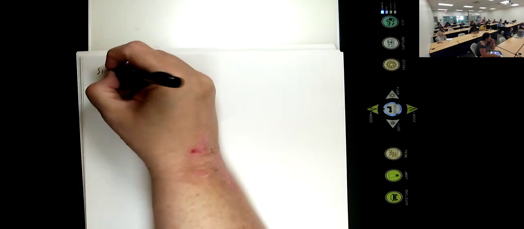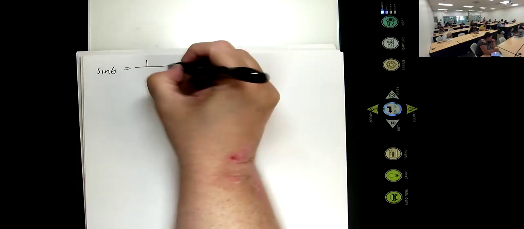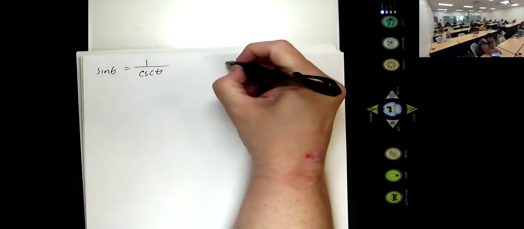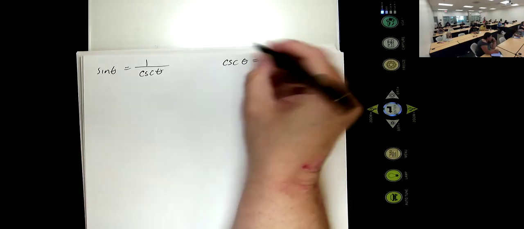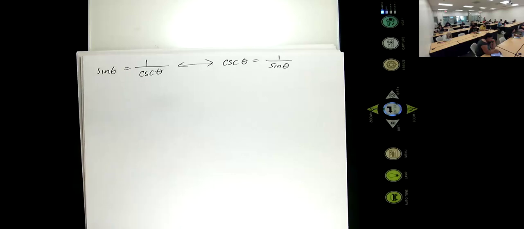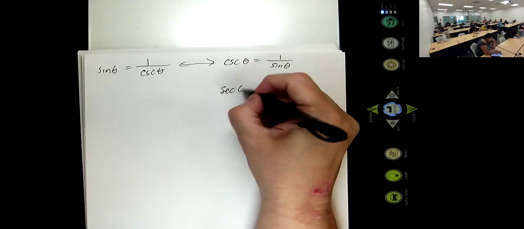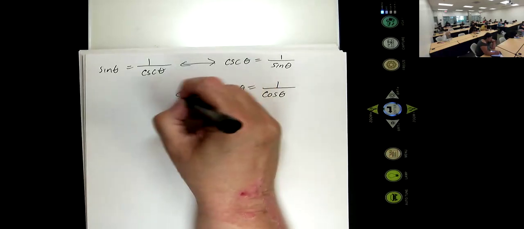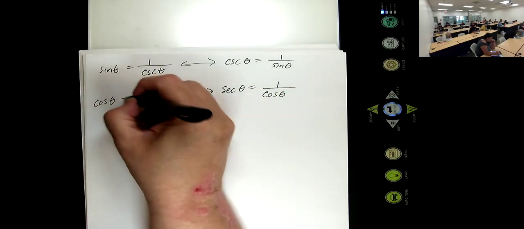Alright, so we said the reciprocal functions earlier. I said sine theta was 1 over cosecant theta. No, I said the other way around. I told you cosecant theta was 1 over sine theta. But both of these are true. And we said secant theta was 1 over cosine theta. But I can flip those upside down, and I can say cosine theta equals 1 over secant theta.